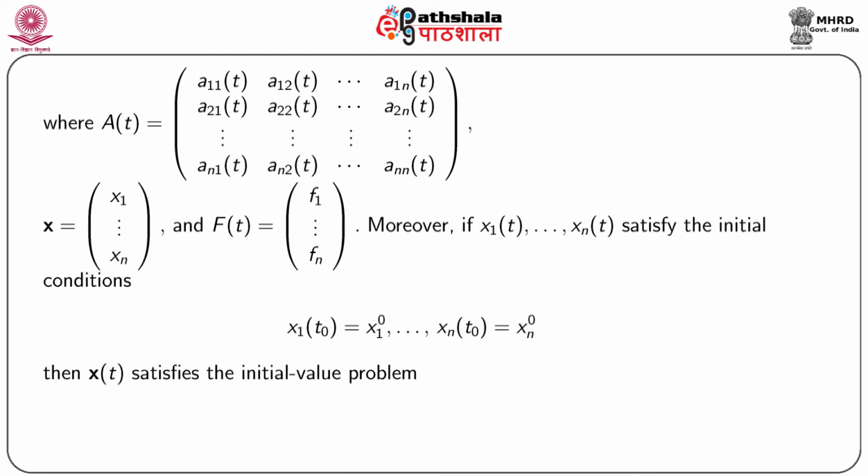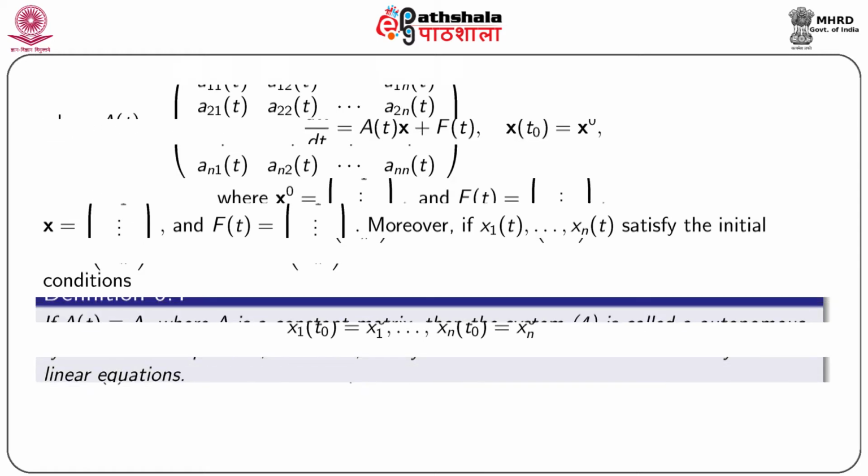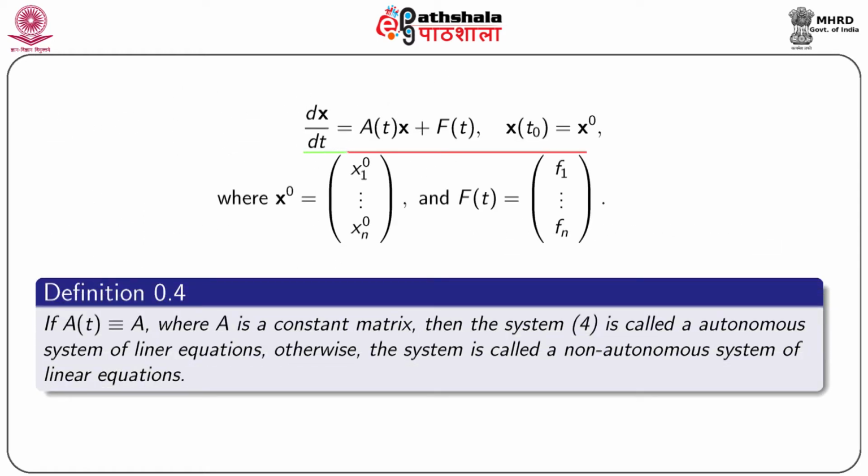Moreover, if x1(t), x2(t), ..., xn(t) satisfy the initial conditions x1(t0) is equal to x10, x2(t0) equal to x20, ..., xn(t0) equal to xn0, then x(t) satisfies the initial value problem dx/dt is equal to A(t)x plus f(t), x(t0) equal to x0, where x0 is the vector x10, x20, ..., xn0 and f(t) is another n component vector f1, f2, ..., fn.